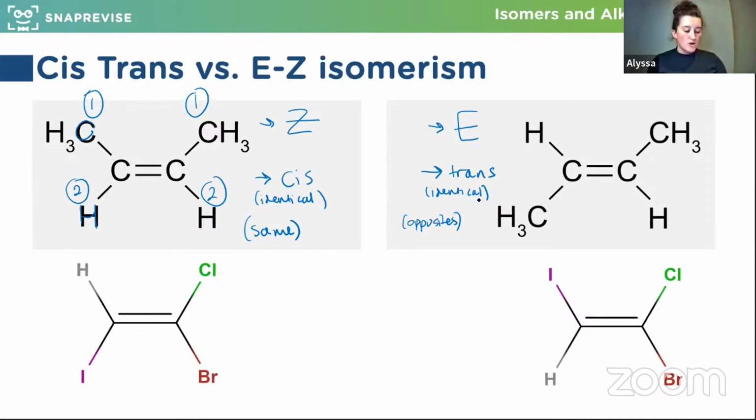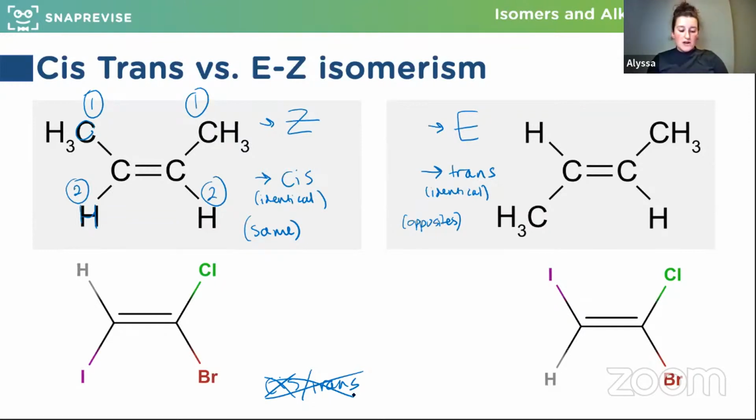So for these bottom ones, we can't use cis and trans. We can't use cis and trans for these bottom two because we don't have identical groups. We've got four different groups, but we can still assign a priority. So let's have a go at assigning priority. Yeah, good, I like that phrase: cis-trans is a special case of EZ isomerism.